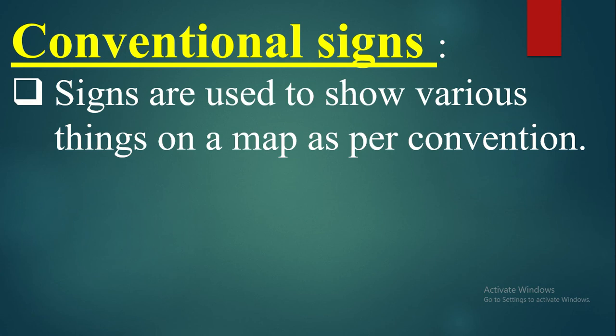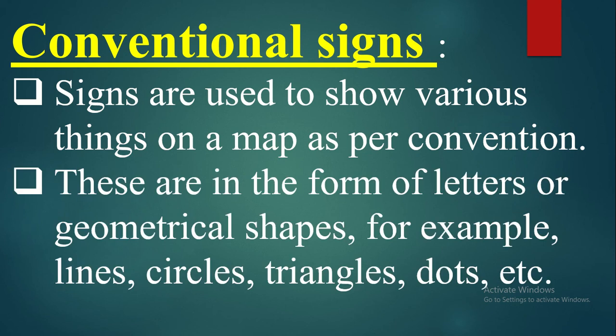Signs are used to show various things on a map as per convention. Many components are shown on a map, and if these components are shown on different maps in different ways, it will be difficult for us to understand. That's why standard signs and symbols are used to make a map easy to read. These are in the form of letters or geometrical shapes, for example lines, circles, triangles, dots, etc. Since the signs used to show various things on a map are as per convention, they are called conventional signs.